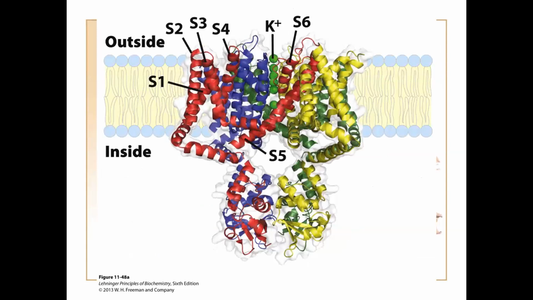So here's the channel from the side, and our S4 is here, and we can see the bits of S4 and S5 that change conformation relative to the rest of the protein. That is then going to cause a change in the rest of the protein as a result of the movement of those, because of those strategically placed arginines.